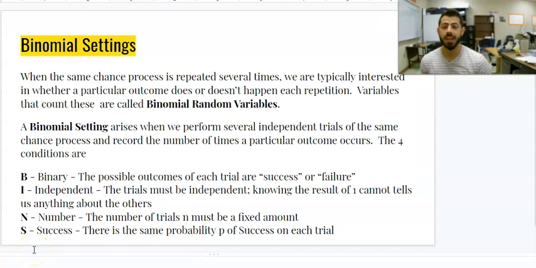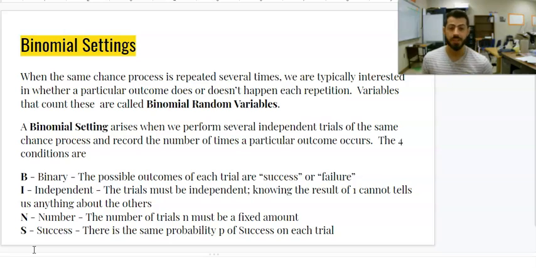So, when the same chance process is repeated several times, we are typically interested in whether or not a particular outcome does or doesn't happen each time. Variables that count these are called binomial random variables. Now, when we refer to binomial random variables, it's important that we check to make sure that we have a binomial setting. A binomial setting arises when we perform several independent trials of the same chance process and record how many times a particular outcome occurred.